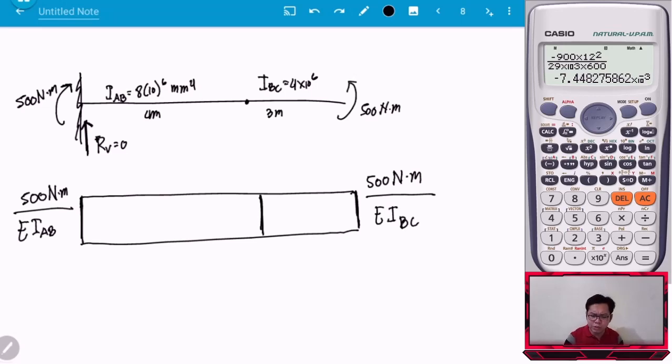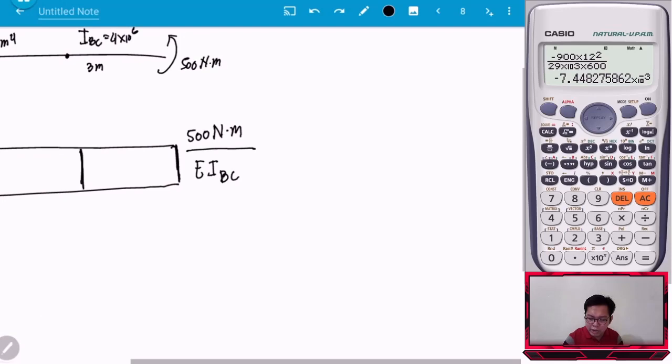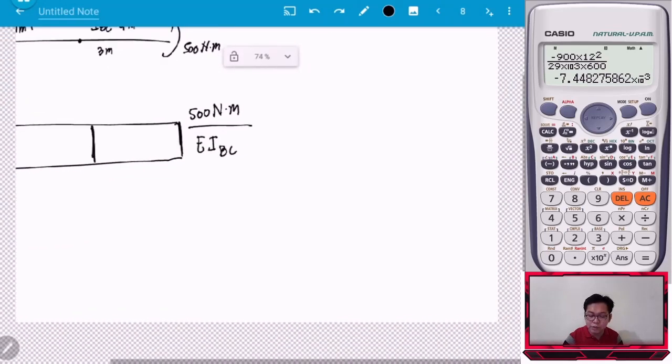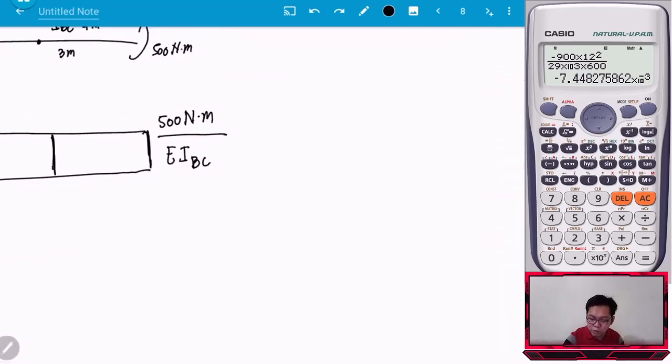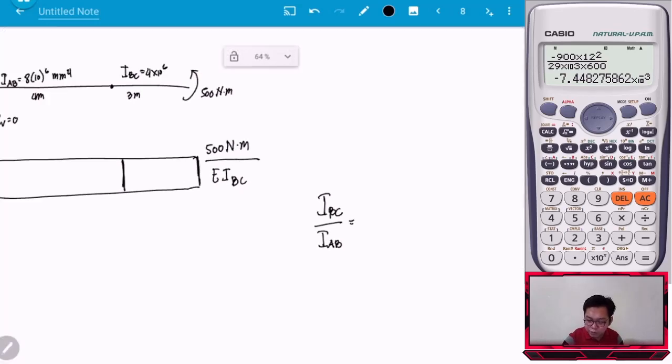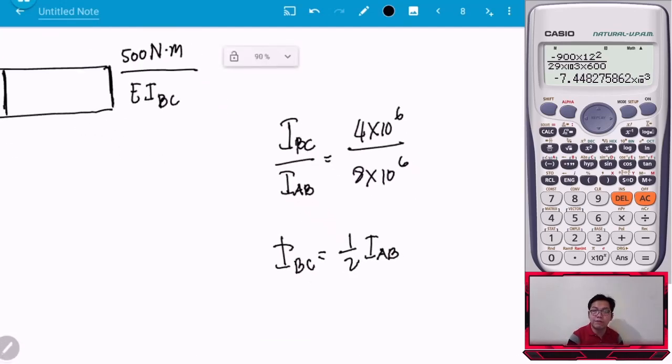So, what do you mean, sir? Like this. For example, I will try to express IBC in terms of IAB. So, it's just ratio and proportion. IBC over IAB is equal to, what is the value of our IBC? That's 4 times 10 to the 6, divided by IAB. What is our IAB? 8 times 10 to the 6. Therefore, IBC, guys, is actually equal to 1/2 IAB. Right? Do you agree? IBC is equal to 1/2 IAB.